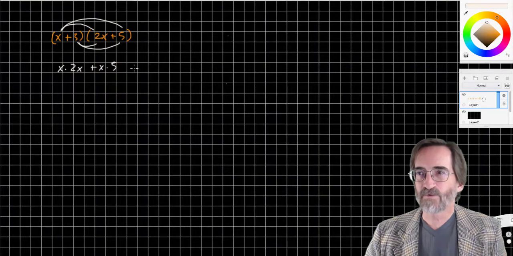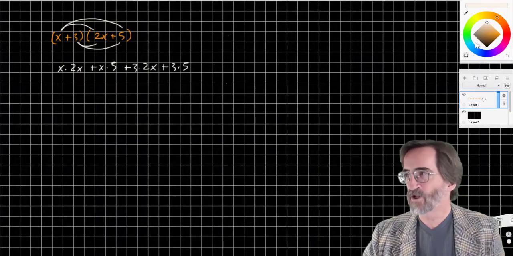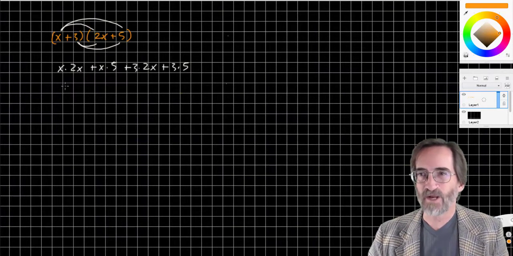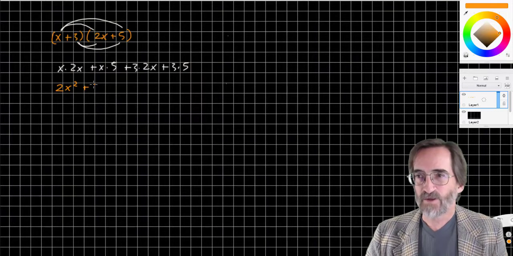and then we're going to distribute the 3. 3 times 2x plus 3 times 5. Now you don't normally need to write out this step. I'm just writing it out so you can see what I'm thinking. x times 2x, x times x is x squared, so this is 2x squared. 5x, we write the coefficient first. 3 times 2 is 6x. 3 times 5 is 15.